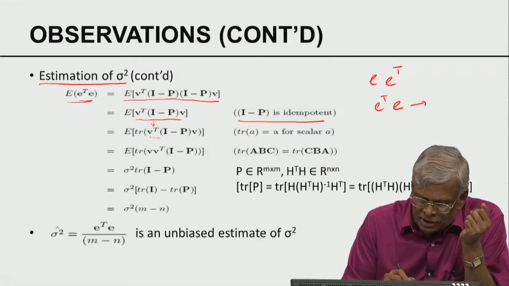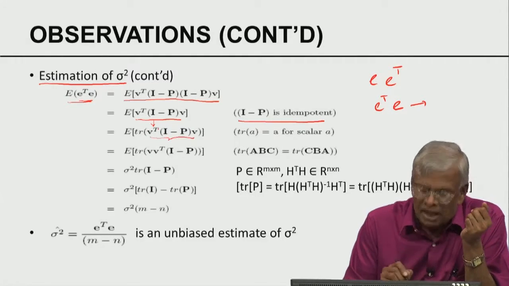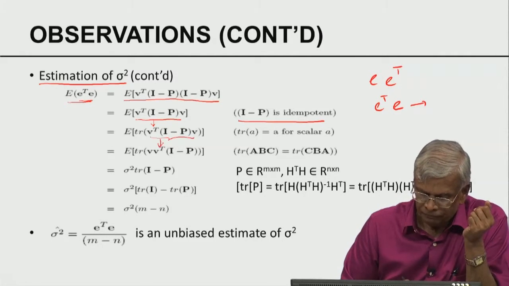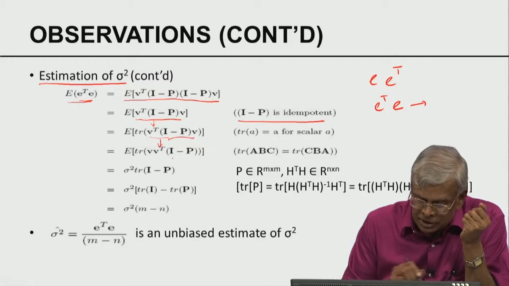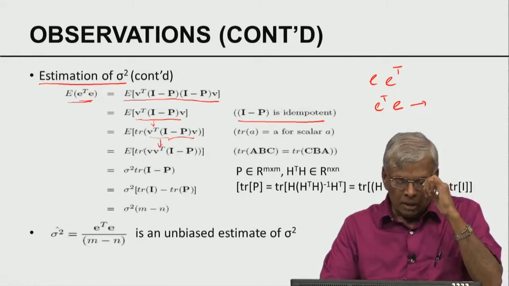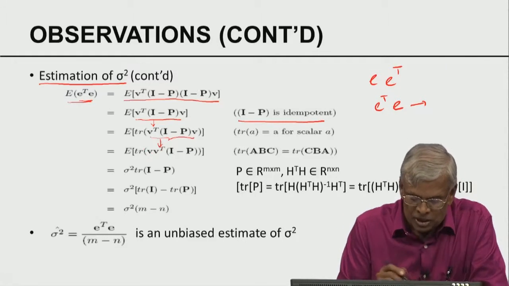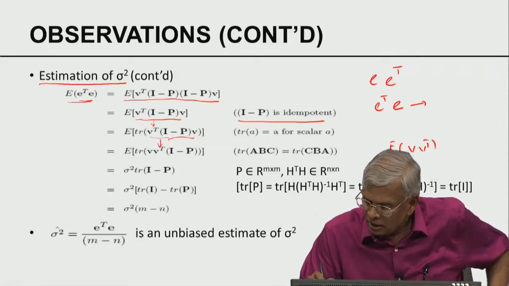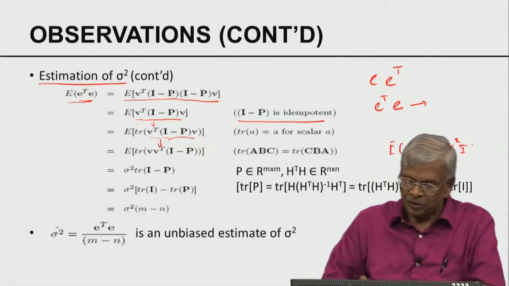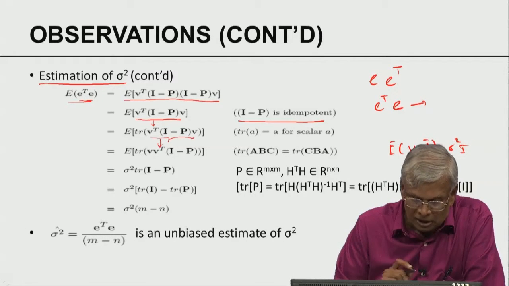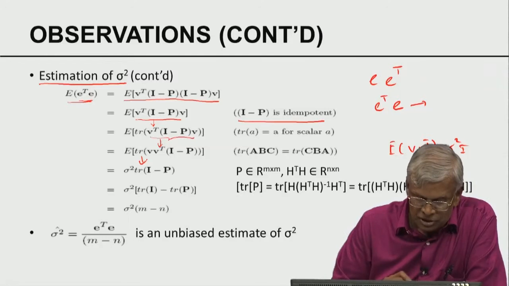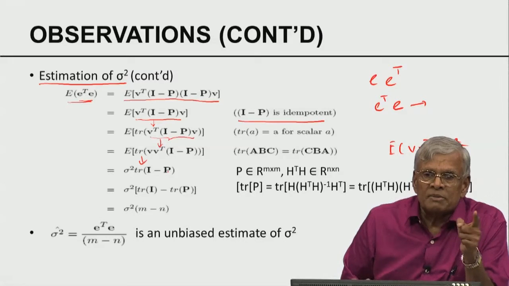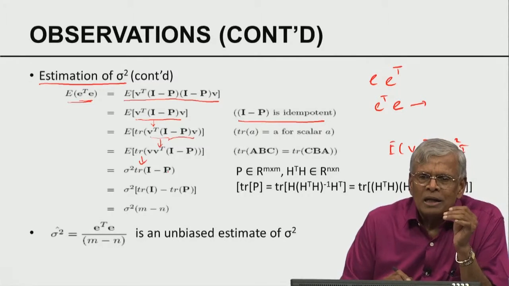And the trace of a product, by the cyclic rule, is essentially given by this. So I can now, trace of VV transpose is, I want you to remember, E of VV transpose is equal to sigma square I. So if you use that particular property, this becomes this, which is essentially sigma square times trace of I minus P. Trace of a sum is the sum of the traces. You can see so many facts are used.